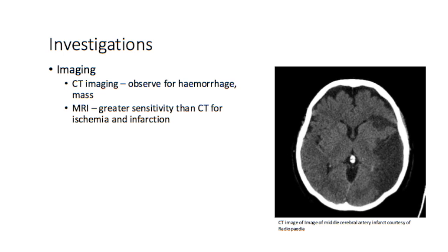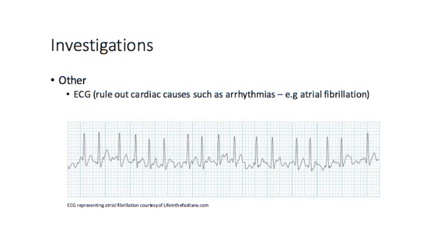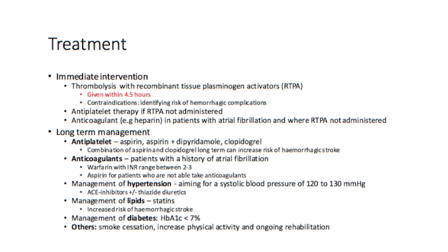Other investigations to keep in mind would be things like ECG, because we want to potentially consider cardiac causes, so AF for example. Treatment can be divided into immediate intervention and long-term management. So from an immediate intervention, thrombolysis is really important with recombinant tissue plasminogen activators such as tenecteplase, and that can be administered within 4.5 hours of patient presenting to the hospital. There are a number of contraindications, particularly as it pertains to hemorrhagic complications and hemorrhagic risk.